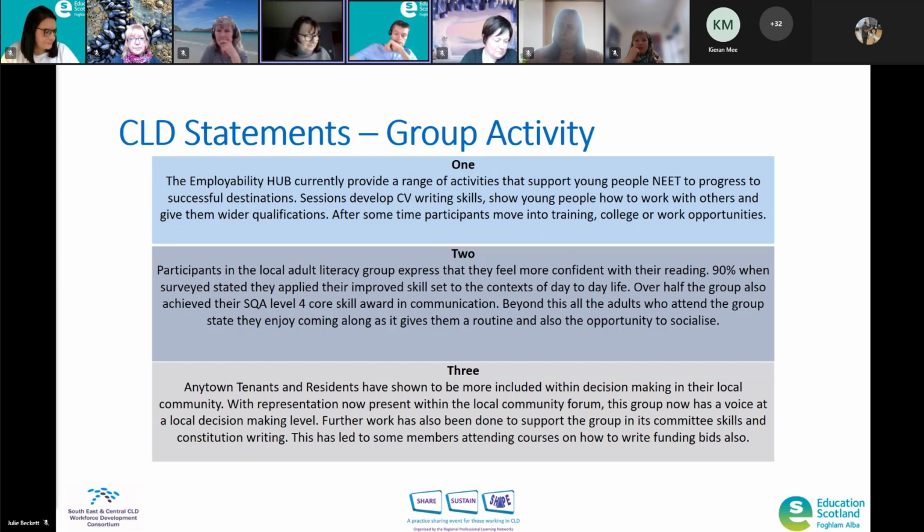Is there any other groups that would like to either, if they've taken notes, put how they've translated one of them and put it into the chat, or just feedback verbally? Morag, do you want to come in?